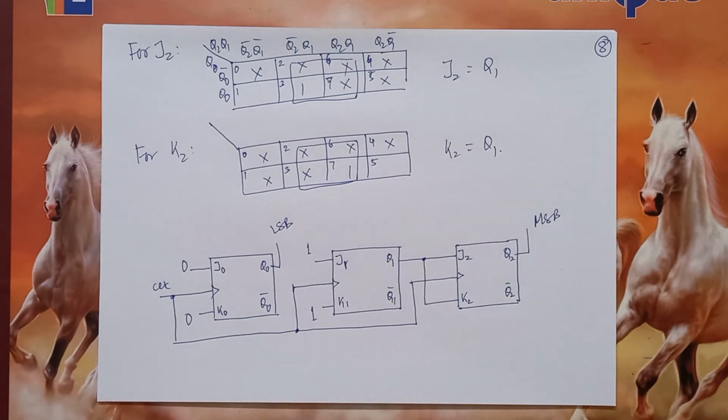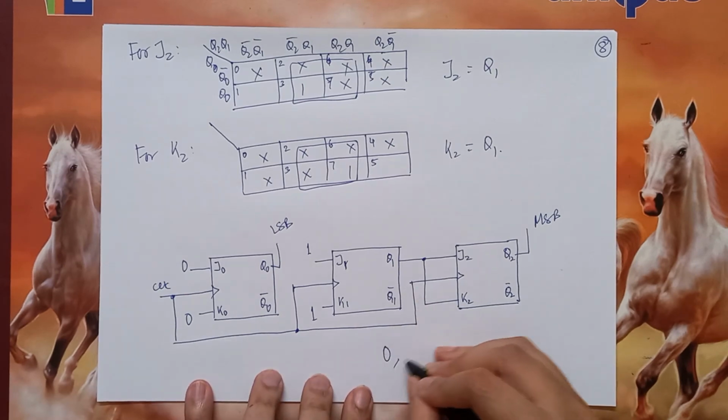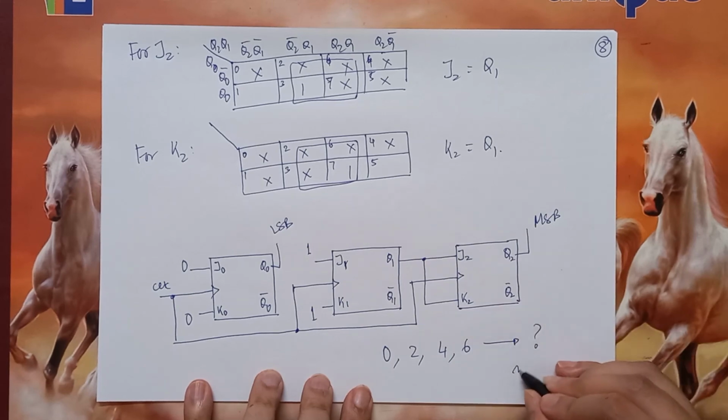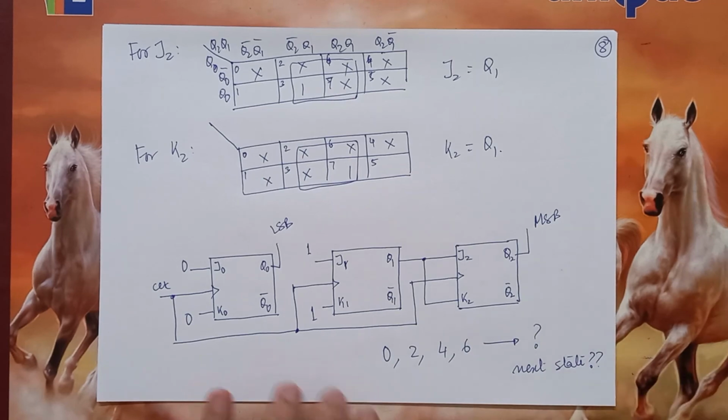Now I leave it to you as an exercise to find out what will happen for the undesired states, that is 0, 2, 4 and 6. What will be the next state? Will this circuit work? Well, that you have to see.